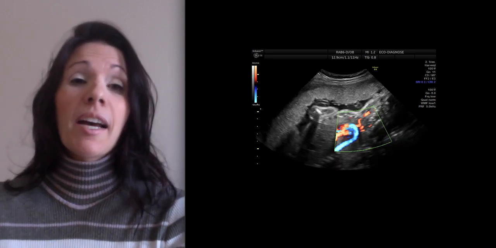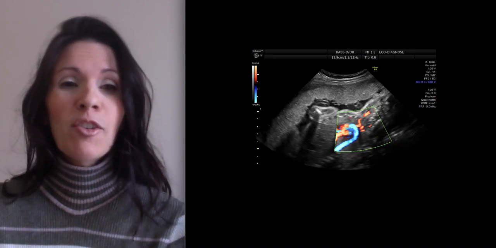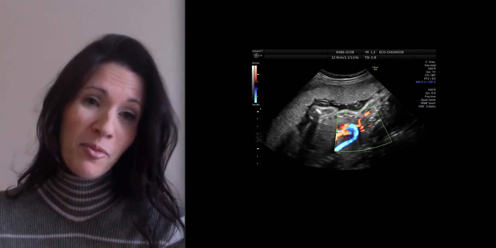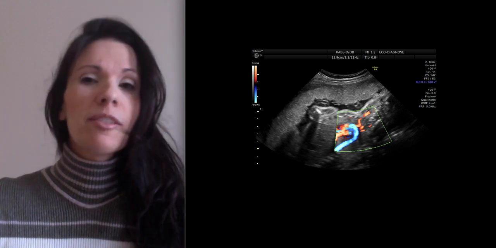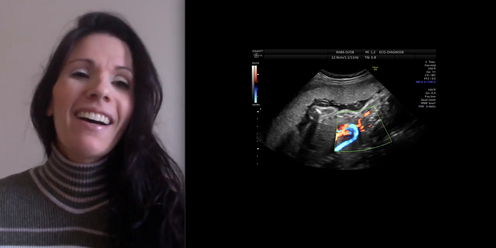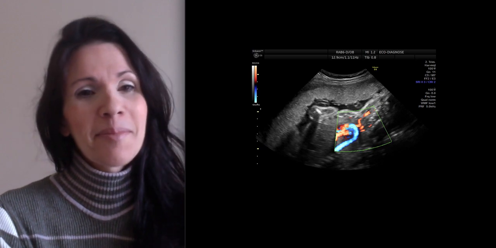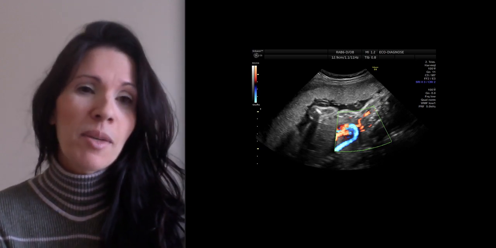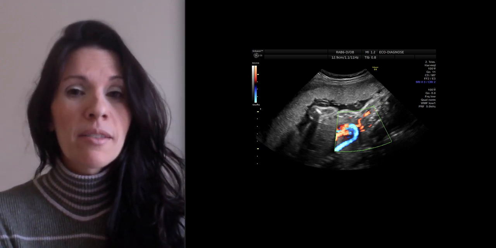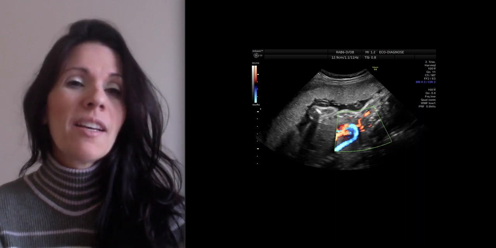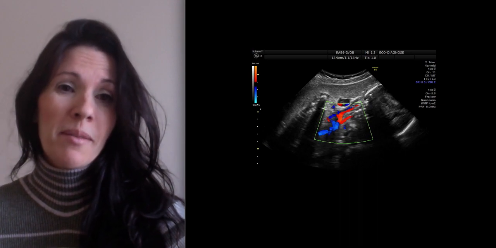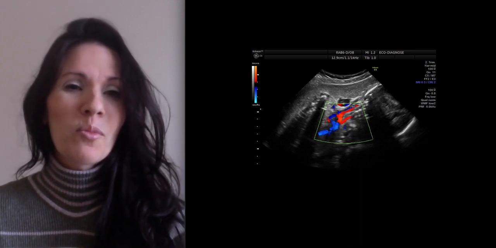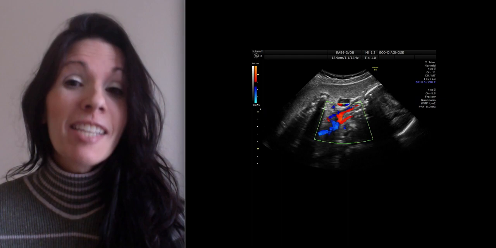So I got a normal arch view. I was performing the arch view in all my 4,000 babies. I perform my arch view, and I believe that it's very, very useful to perform it. Why? Because sometimes I cannot see the left brachiocephalic vein in that plane.